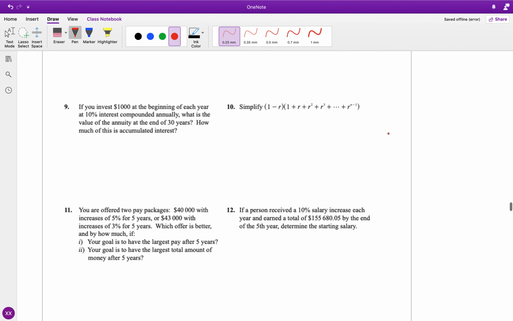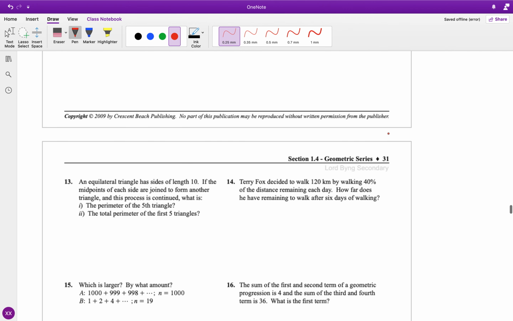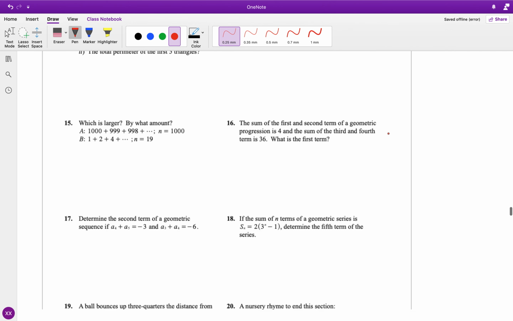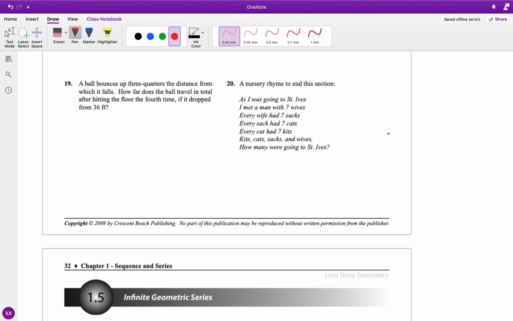Okay, now the last example I want to demonstrate is in the question down here. This is a very typical question about geometric series. Now question number 19. It says a ball bounces up 3/4 of the distance from where it falls. How far does the ball travel in total after hitting the floor the 4th time if it dropped from 36 feet? So basically this ball is dropped, and this distance here is 36 feet.